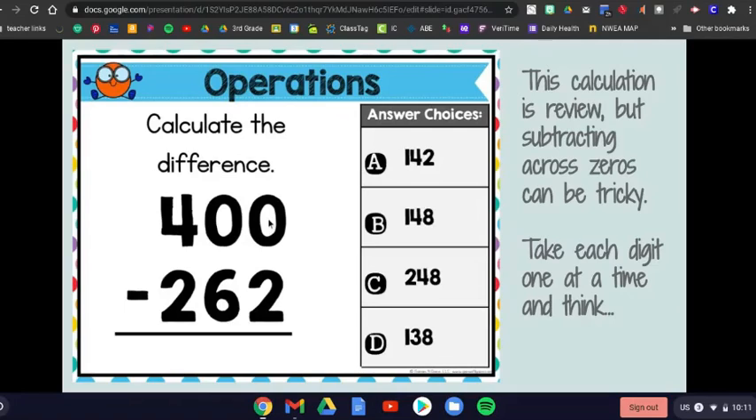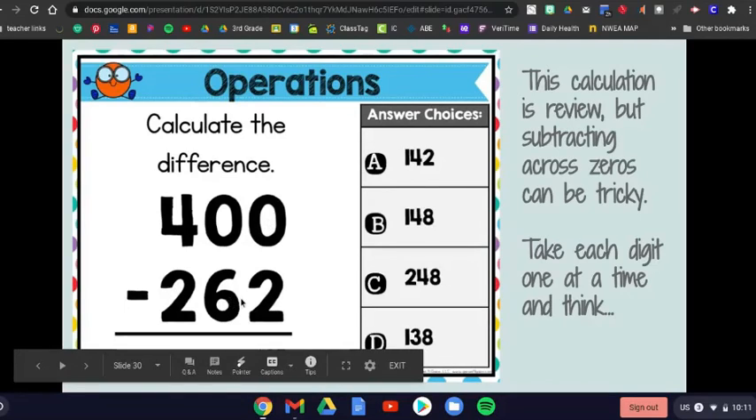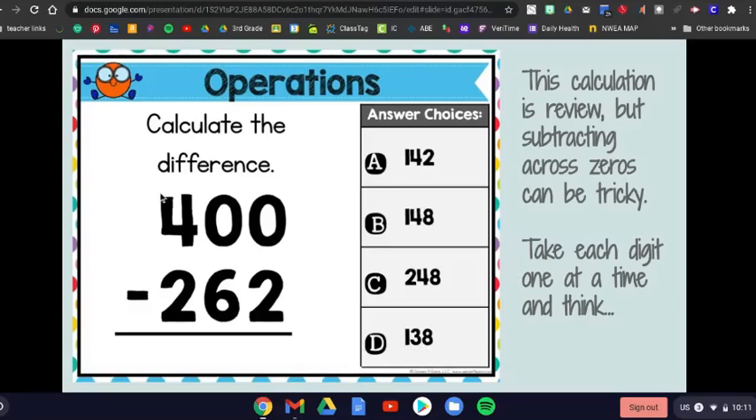Ones place, I have 0 minus 2. This is review from last year of how to subtract from a 0. Hold up 0 fingers. Put 0 in your brain. Can you take 2 away? You cannot. I have to go next door. 0 becomes a 10. 10 minus 2 is 8. So I've already limited my answers to B, C, and D. All right, you can do this. You can do this.